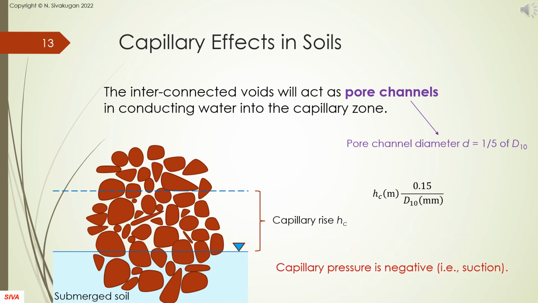The interconnected voids act as pore channels that can draw water into the capillary zone. The pore channel diameter can be estimated as 1/5 of d10.